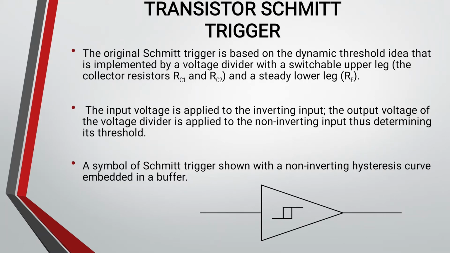Transistor Schmidt trigger. The original Schmidt trigger is based on the dynamic threshold idea that is implemented by a voltage divider with a switchable upper leg, the collector resistors RC1 and RC2, and a steady lower leg RE. The input voltage is applied to the inverting input. The output voltage of the voltage divider is applied to the non-inverting input, thus determining its threshold. A symbol of Schmidt trigger shown with a non-inverting hysteresis curve is embedded in a buffer.